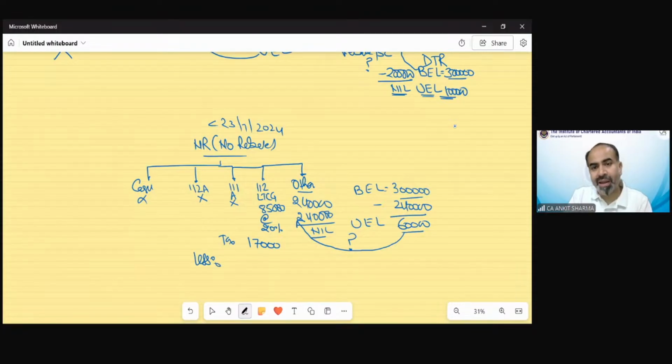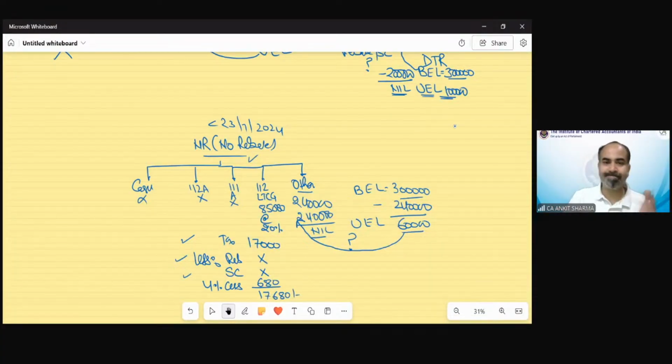Clear? Rebate cannot be applicable. Even though your total income is less than 7 lakh under default tax regime, a non-resident cannot claim the rebate. So rebate is not applicable. Surcharge is not applicable because income is less than 50 lakh. I have asked you in the basic concept topic to always follow this format: tax, rebate, surcharge. Write down rebate, and you can write not applicable in front, but please make a habit of writing rebate and surcharge. Then we have 4% cess, and that would be 680. So my tax liability would be 17,680. Clear, students?